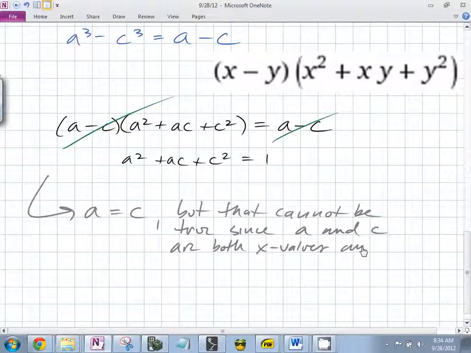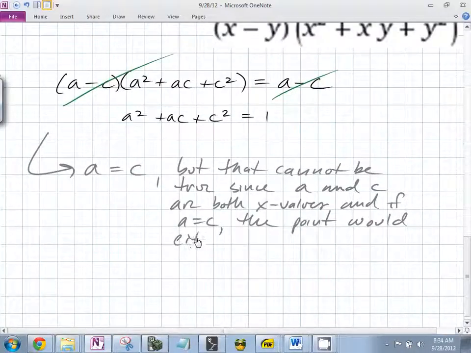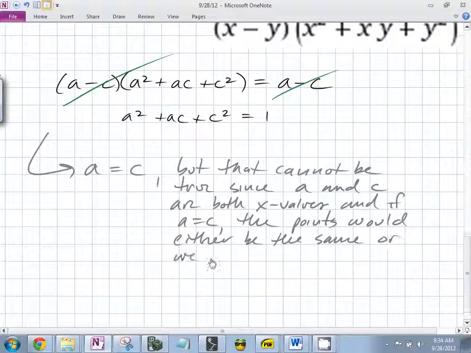And if A equals C, the point would either be the same or it wouldn't be a function. The points would either be the same or we wouldn't have a function. Okay, so which relationship do we have to use? Yeah, this one right here.